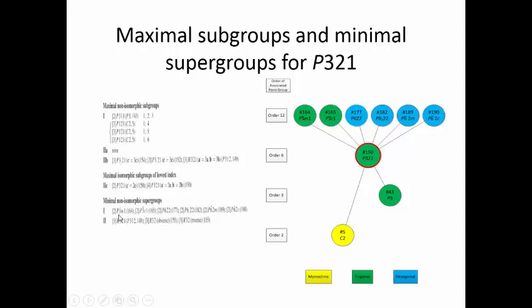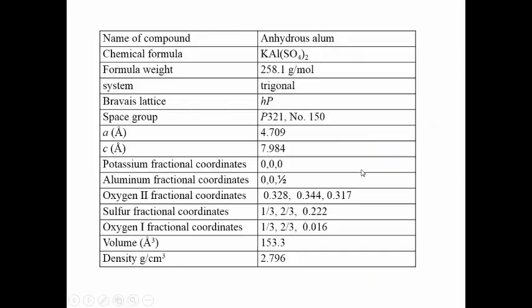And you can look here and you can see that number 164 is P3 bar M. So there we go. You'll be asked to create a similar one. Remember, it's always with respect to the group that you're given, the P321. So here that would be with respect to P321.